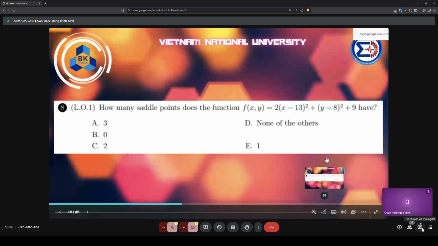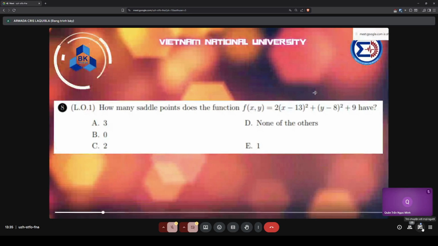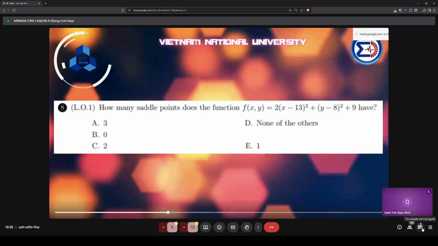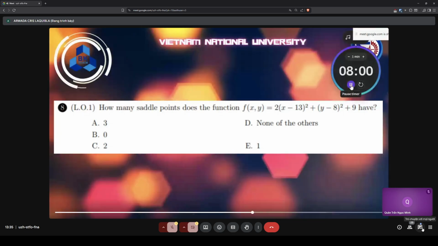Okay, for number 8, we have this one. How many saddle points does the function have? I guess this is easy for you. Okay, so I will give you 8 minutes for this one. Is it okay? Your timer starts now.